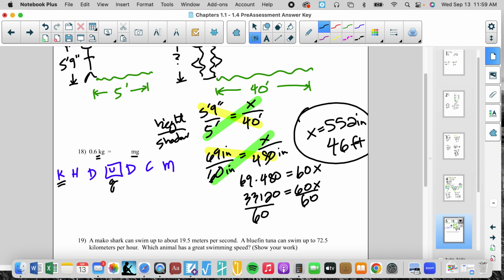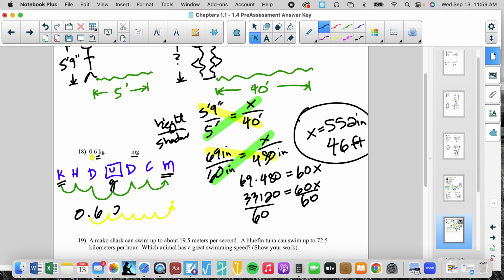Now, this unit is G. This M in this case is milli. So how many decimal places do we have to go to get to milli? Starting at kilo: 1, 2, 3, 4, 5, 6. So we're going to move this decimal place 6 places to the right. So 0.6, if we move it 6 places to the right: 1, 2, 3, 4, 5, 6. That's where the new decimal place is.